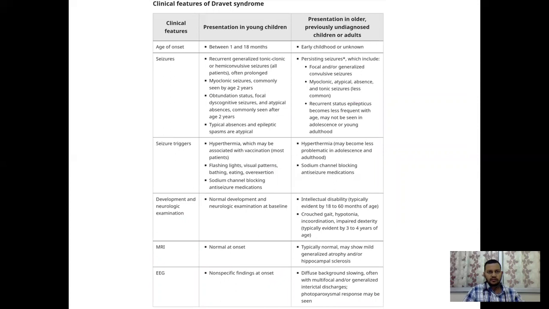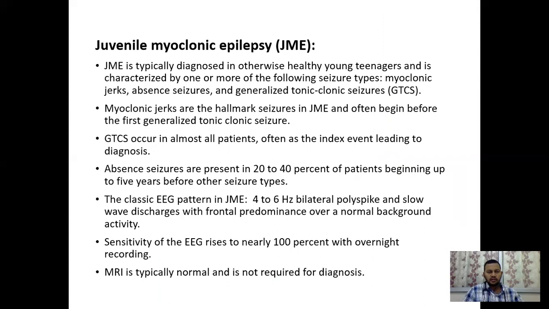Clinical features: according to the age of onset and different seizure triggers, development and neurological examination, MRI will be fine. JME, juvenile myoclonic epilepsy. JME is typically diagnosed in otherwise healthy young teenagers and is characterized by one or more of the following seizure types: myoclonic seizures and generalized tonic-clonic seizures.